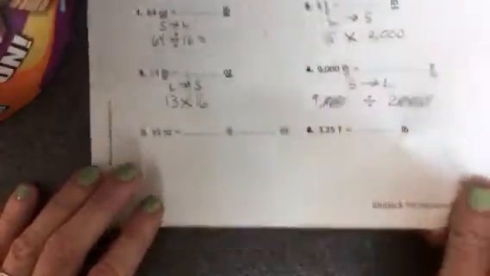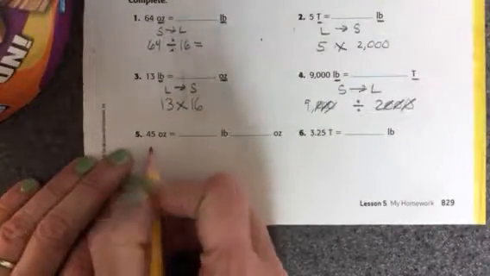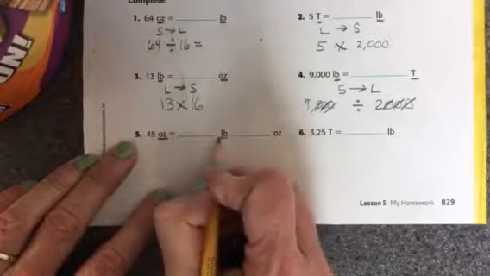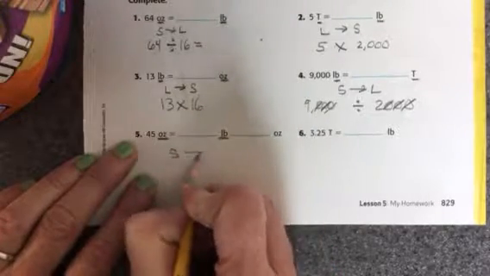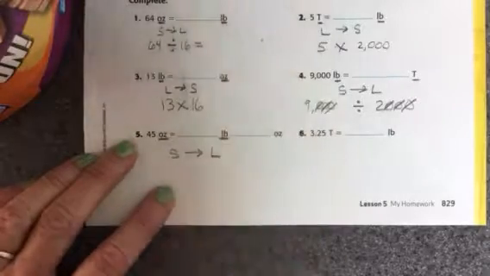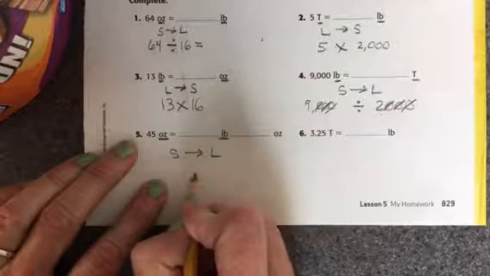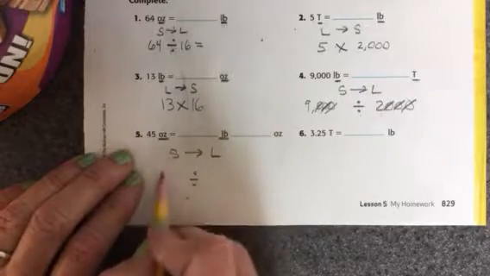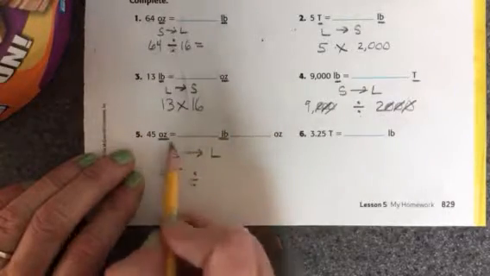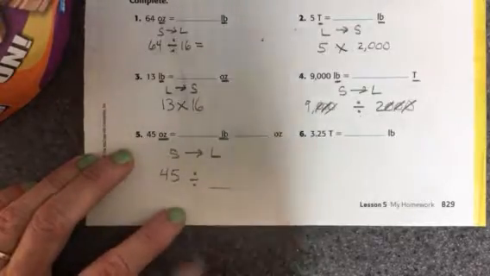All right, let's look at this one. Here I have 45 ounces. Ounces are smaller than pounds. So I'm going from a smaller unit to a larger unit. Smaller to a larger unit means I need to divide, and 45 will go here. Then I ask myself, how many ounces are in a pound, and that's what I divide by.